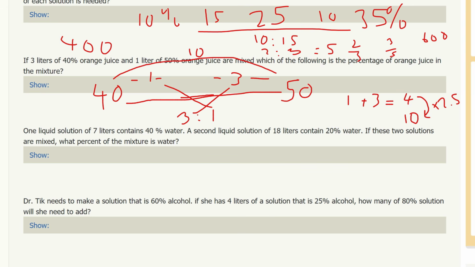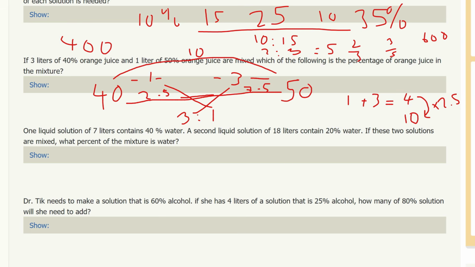1 times 2.5 is 2.5, and 3 times 2.5 is 7.5. So I'm really glad that this question came up, because it shows you how to do the method if they ask it in reverse order. They gave us the two sides, 40 and 50, but they didn't give us a middle number.